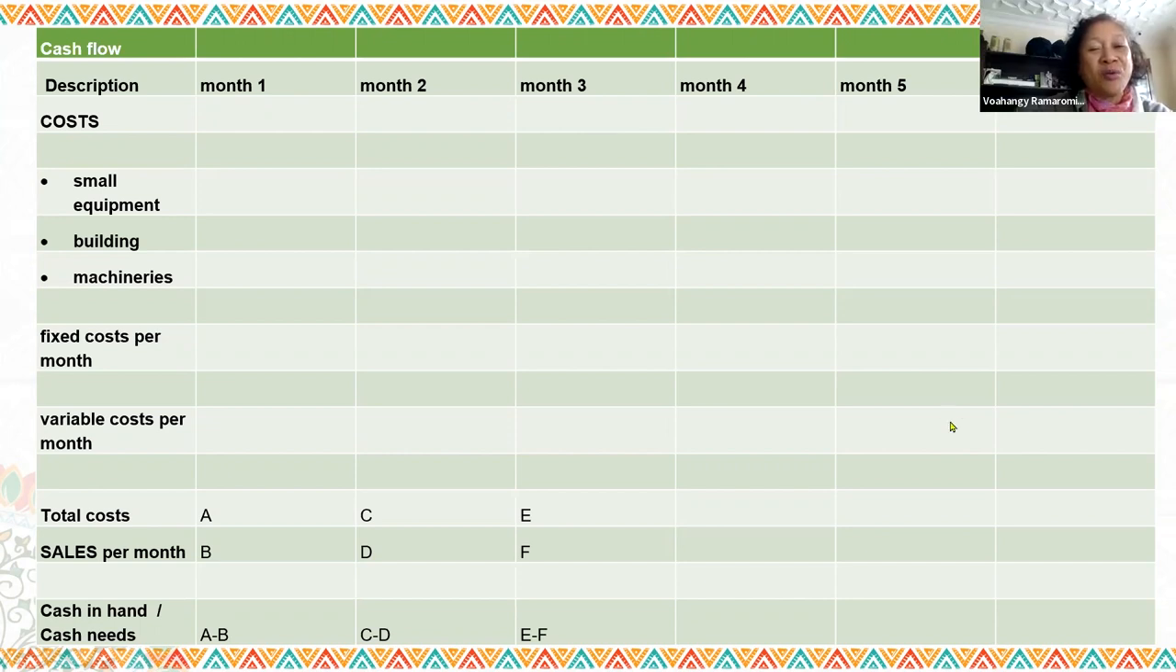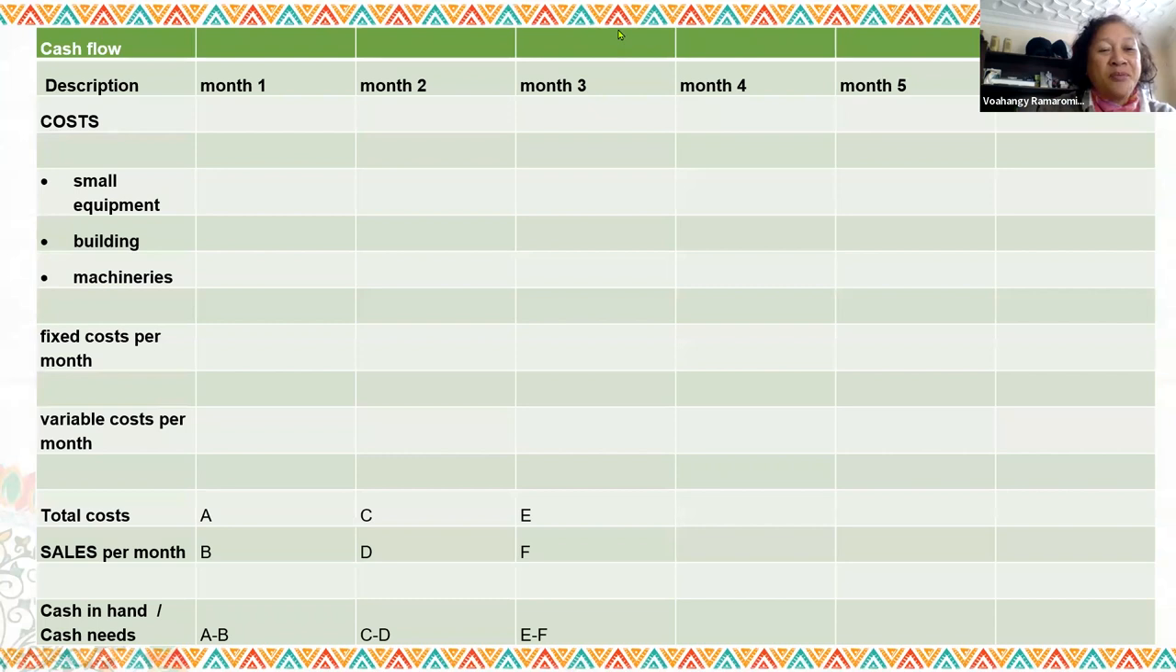I would like to add something. In the fixed cost, if you invest, this is the total cost of investment that you'll have to put on the cash flow, because you cannot buy a machine that you are going to pay monthly. If you have to buy a machine, you'll have to pay the whole amount.